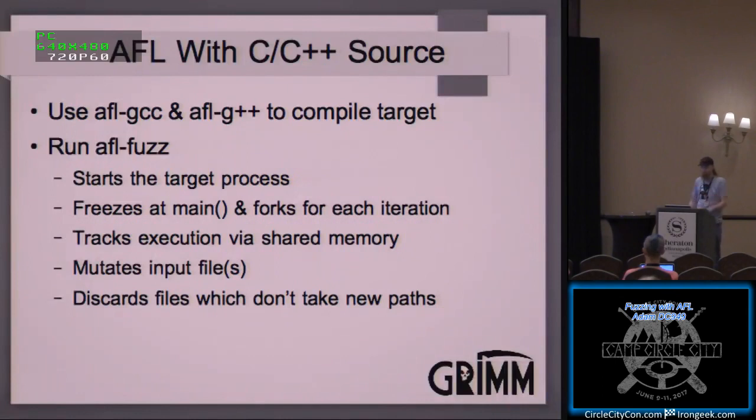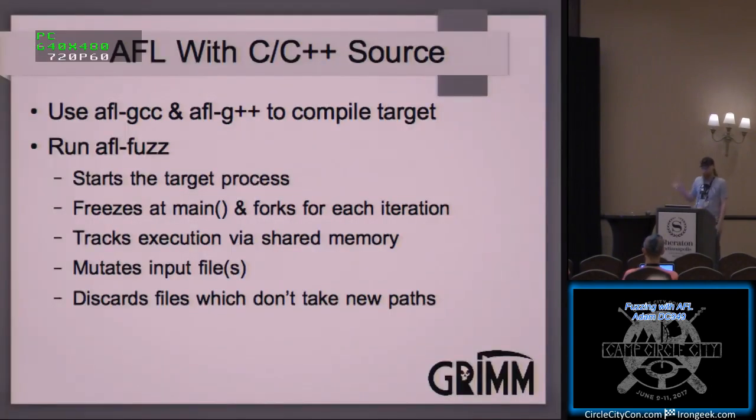That'll start the target process, freeze at main, fork off every time you're running a new input, and track everything in shared memory. You have your mutator that mutates all your input files, and if it doesn't find any new code, it didn't crash, it didn't hang, we just throw it away. Like, we don't want to have 8 billion files in our file system. I've written fuzzers that did that before, and it was a bad idea. But I didn't have any feedback at the time, so that was what I had.